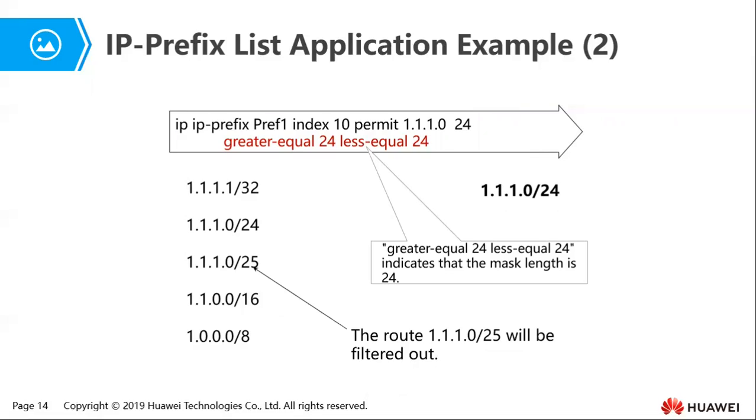So you see, an ACL could not filter out just this one. With an IP prefix, we can specify the mask using the greater-equal and less-equal commands. So I hope you've seen the difference between an IP prefix and an ACL.